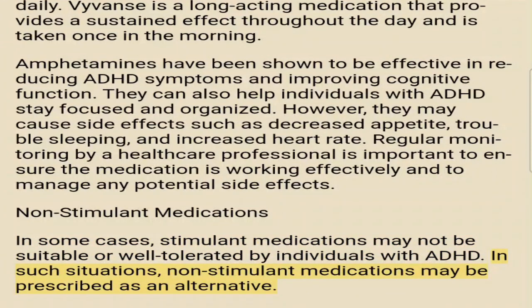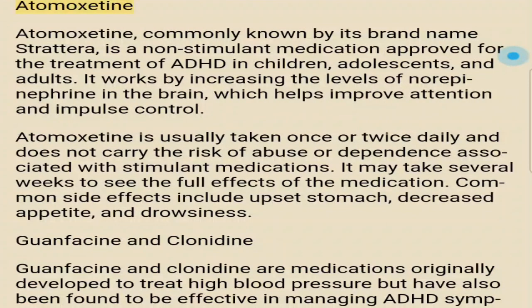Non-stimulant medications. In some cases, stimulant medications may not be suitable or well tolerated by individuals with ADHD. In such situations, non-stimulant medications may be prescribed as an alternative. Atomoxetine. Atomoxetine, commonly known by its brand name Strattera, is a non-stimulant medication approved for the treatment of ADHD in children, adolescents, and adults. It works by increasing the levels of norepinephrine in the brain, which helps improve attention and impulse control. Atomoxetine is usually taken once or twice daily and does not carry the risk of abuse or dependence associated with stimulant medications. It may take several weeks to see the full effects of the medication.